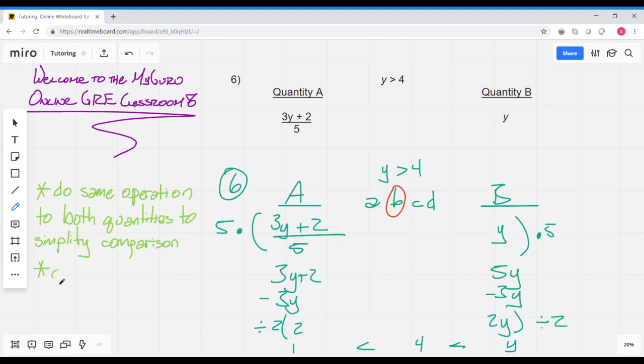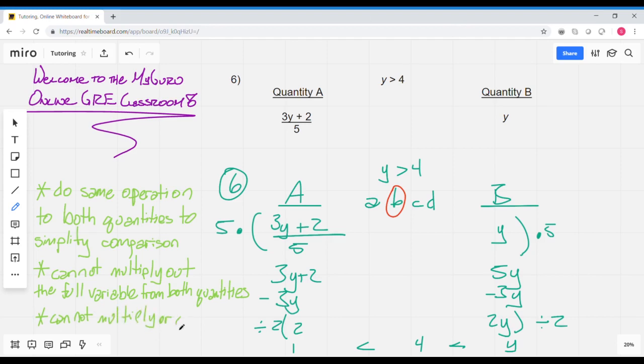And you can do anything you want to these equations in order to simplify them, except you cannot multiply or divide out the full variable, because it must be the same operation on both quantities. And lastly, you also cannot multiply or divide the quantities by a negative value. Because if you were to do that, you'd have to swap them as if you were solving an actual inequality, in that you'd have to switch the sign, and you cannot switch the quantities.